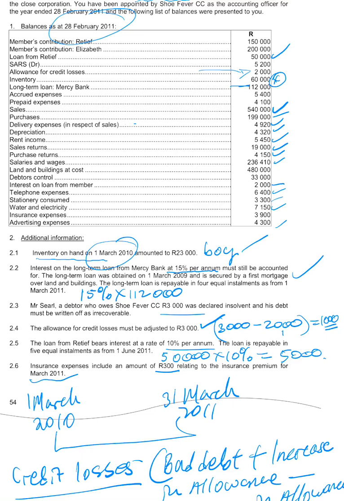Our year end is, I wrote a wrong period there. It's from 1 March 2010 until 28 February 2011. Are we together? So our year is ending on 28 February 2011. Therefore the expense of 300 is an amount that should not be there because it relates to the next year. It's a prepaid expense.